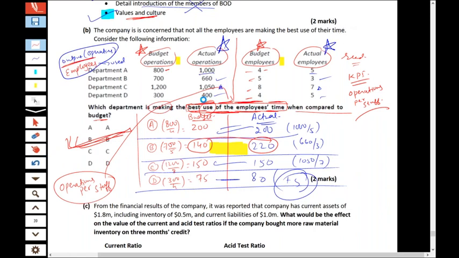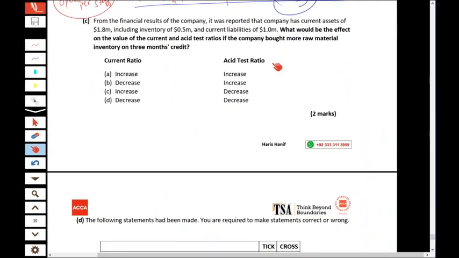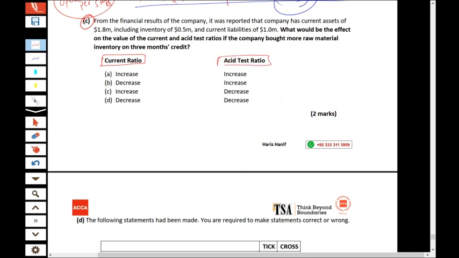Now, as we had discussed ratio analysis in yesterday's class, today is one of the interesting MCQs as well. I just want you to read this MCQ. What will be the impact on the current ratio and acid test ratio? What would be the effect? Just read this question, then I will explain the way and the trick to solve such kinds of questions.